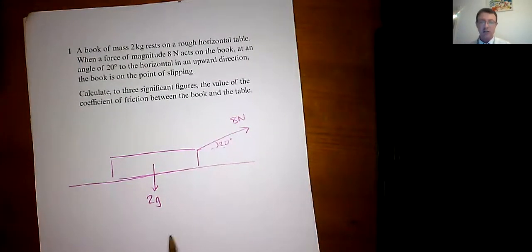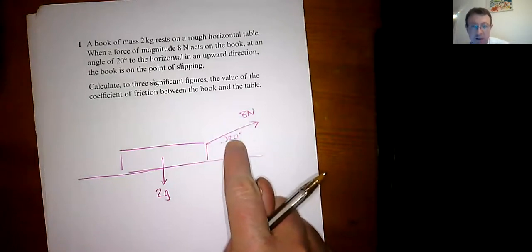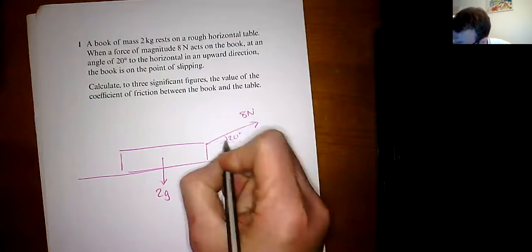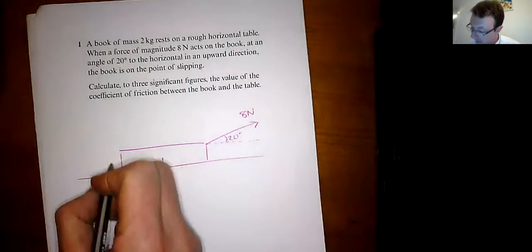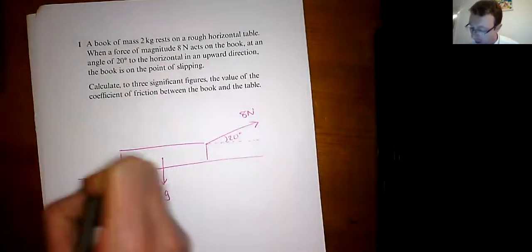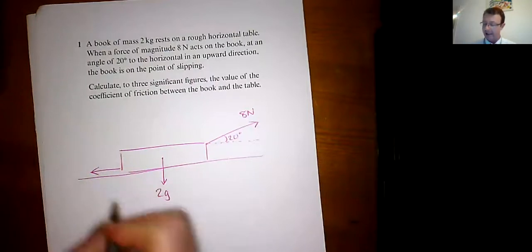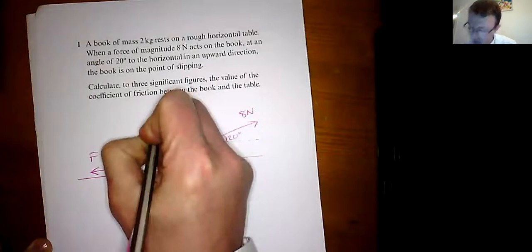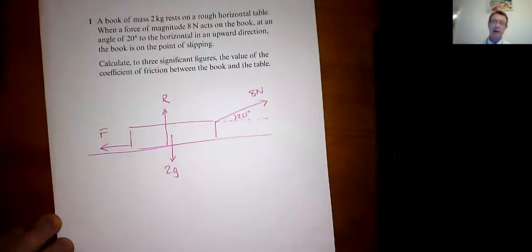The book is on the point of slipping, so there's a frictional force. That hasn't come out great, but that's where the 20 degrees is to that horizontal there. I'll put that in a little bit more. Yeah, that looks a bit better. So the book is on the point of slipping. There's a frictional force acting backwards. The only other force being exerted here is the normal reaction force, stopping the book sliding through the table, I suppose.